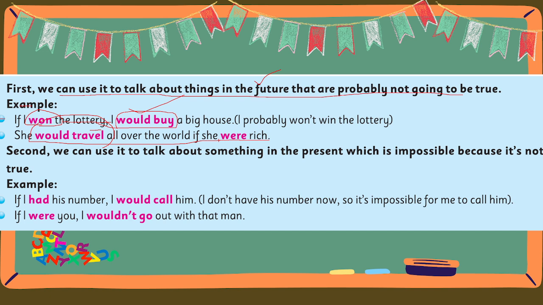Secondly, we can use it to talk about something in the present which is possible because it is not true. If I had his number, I would call him. It means that I don't have his number now, so it is impossible for me to call him. If I were you, if I were at your place or if I were in your shoes, I wouldn't go out with that man. No.